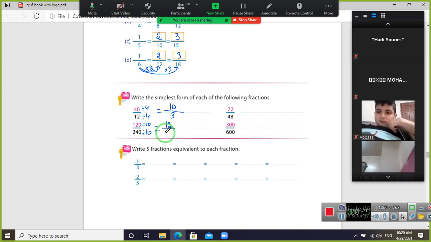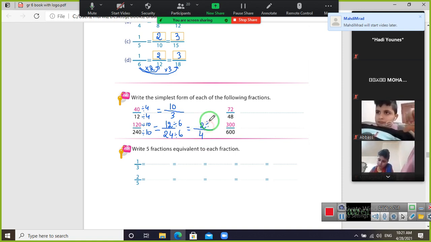Then I will make what? Divide by what? Choose 12 and 24, not 2. I will divide it by 6, for example. It will be 2 over what? 4. 2 over 4. And 2 over 4 can be divided by what also? By 2. It will be 1 over 2.